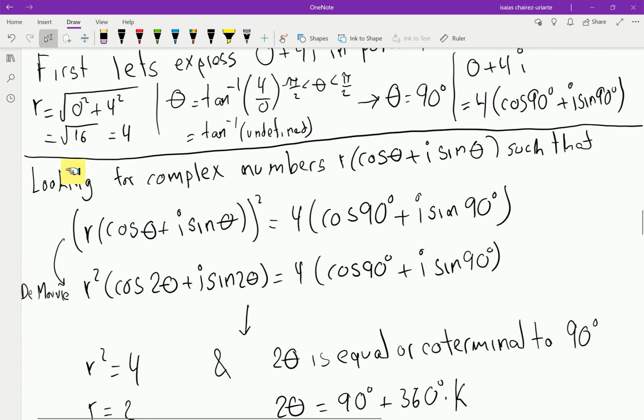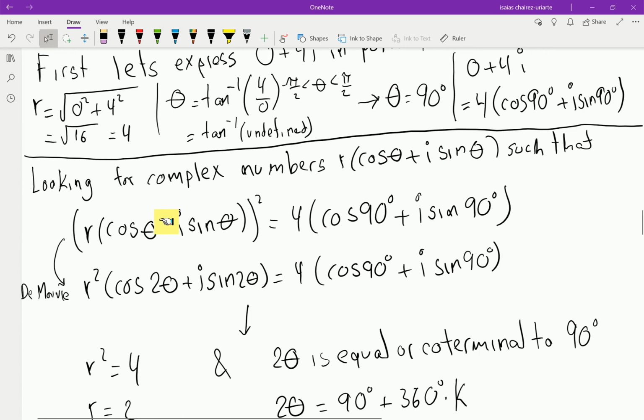So now what I'm doing is I'm looking for some complex numbers. I don't know what they are, so I'm just going to call them r cosine theta plus i sine theta, such that if I square this complex number, I should get 4 cosine of 90 plus i sine 90. That's what it means to be a square root. I am looking for some complex number that if I square it, I get 4 cosine 90 plus i sine 90. Then that would say that this complex number is the square root.